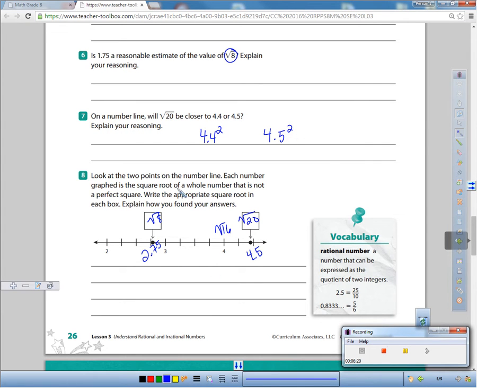Okay, hopefully this helps. And number 8 we did in class, and you have your answers to compare right here for number 8. All right, thanks.